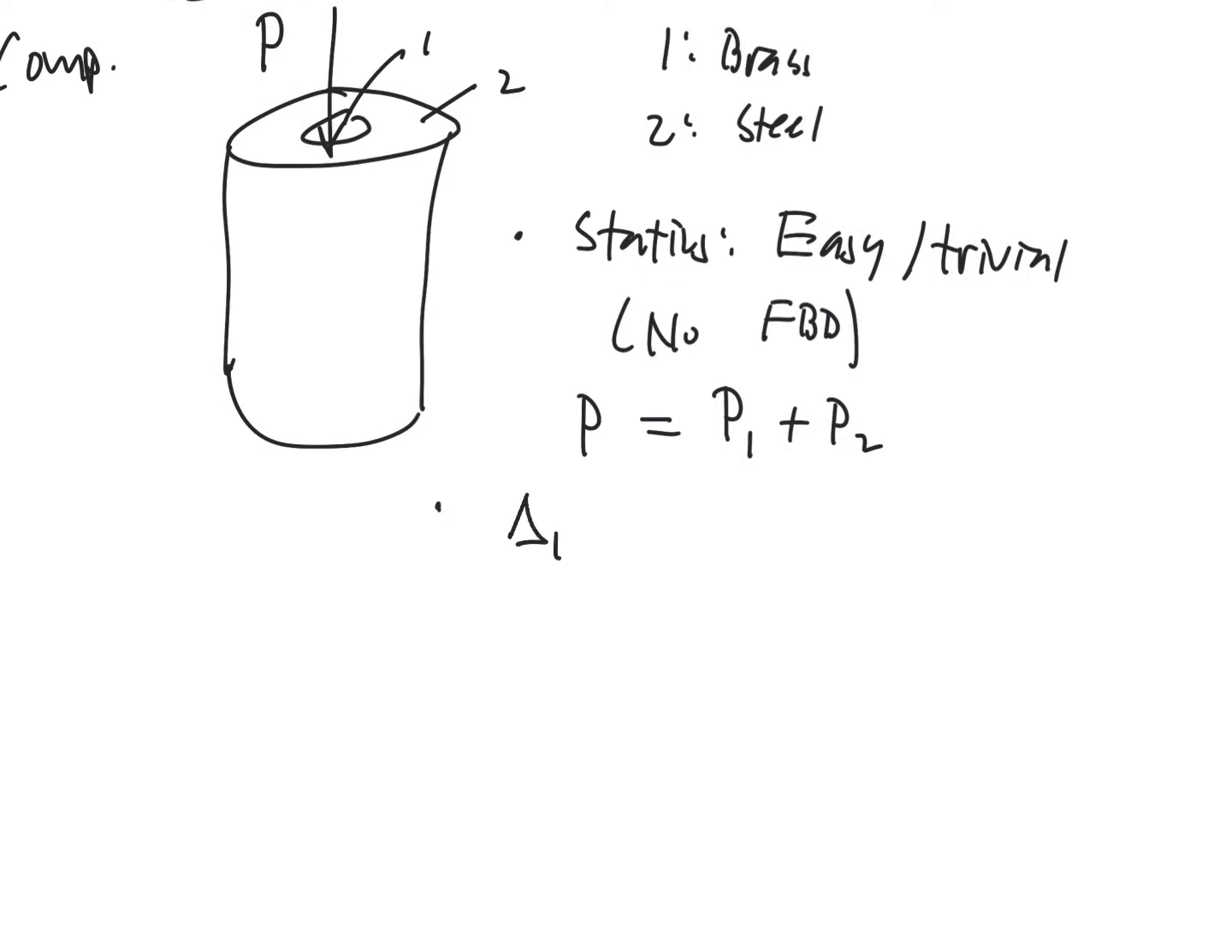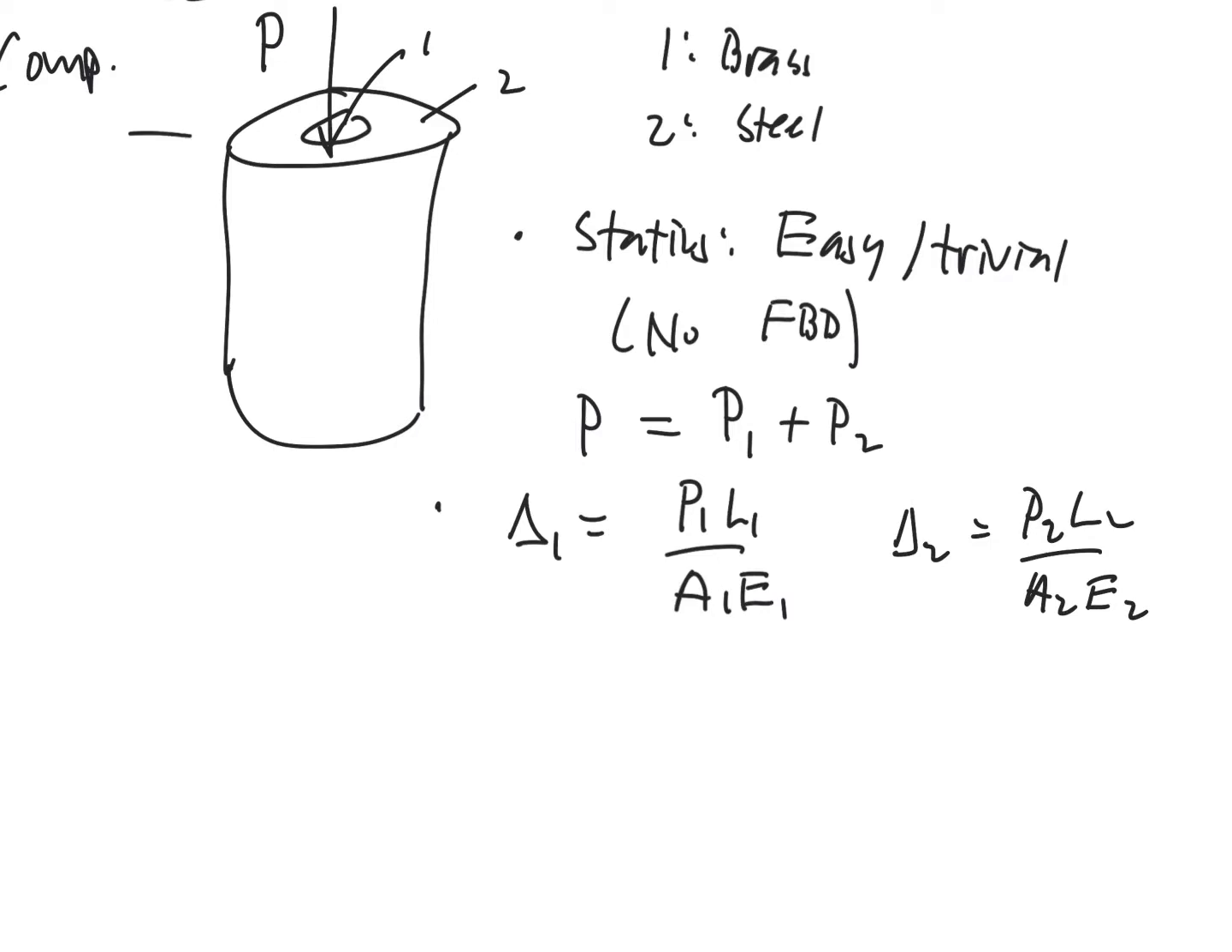So now that we've got the statics part, the stress-strain law appears as it normally would. So that's going to be delta 1 is equal to P1 L1 over A1 E1, and delta 2 is equal to P2 L2 over A2 E2. Now in the case of the composite bar, almost always the length is the same. So L1 is L2, just going to be that total length.